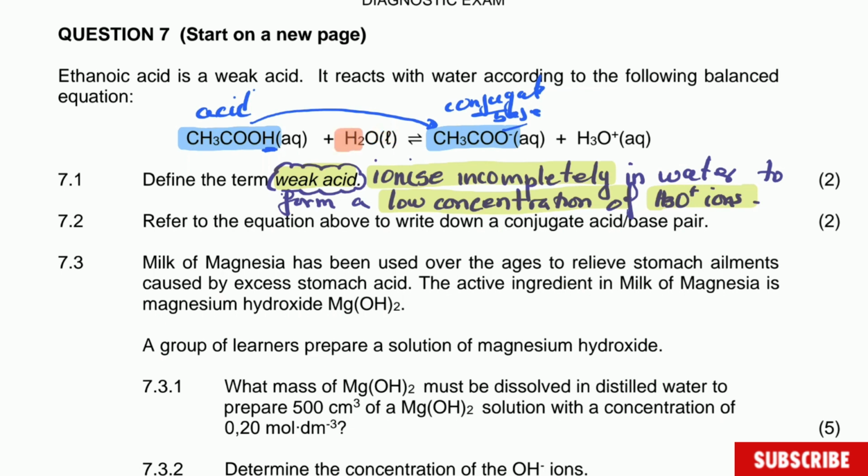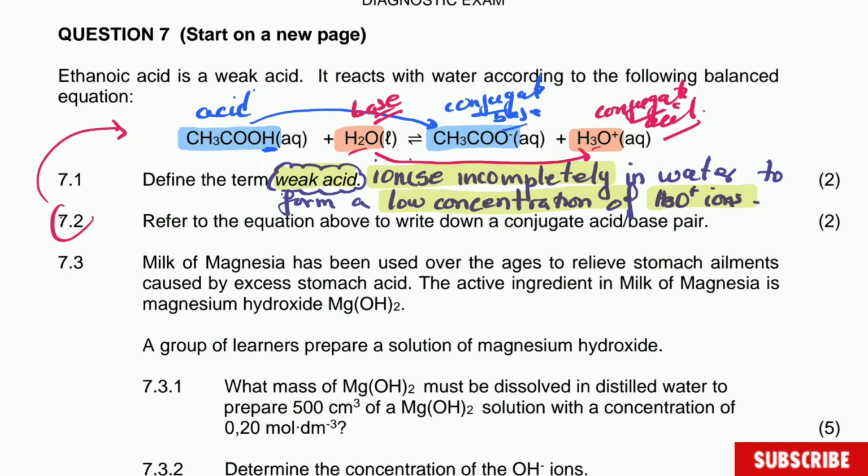Now the other family is the H2O and the H3O+, and you can see as you go from reactants to product that you did have only 2 hydrogens, but now you have 3. So what is water going to be? Water is going to be the base, and then the H3O+ is going to be the conjugate acid. It's quite simple, guys. It's quite simple. So that is question 7.2. The answer for 7.2 is there in the equation.